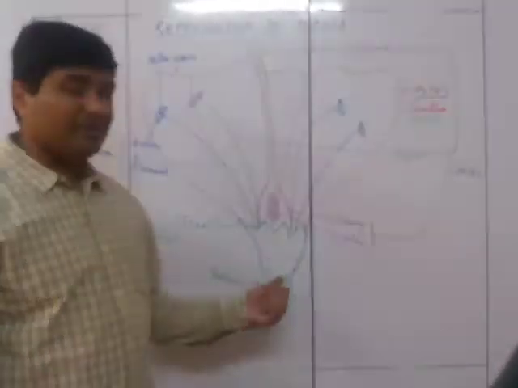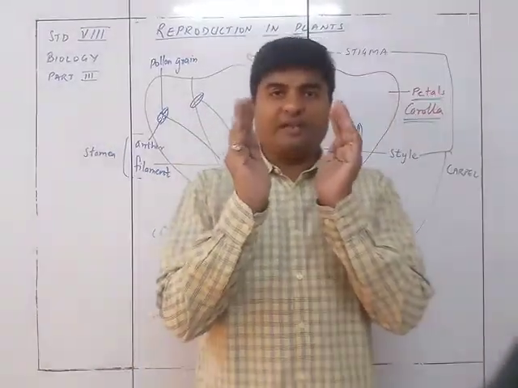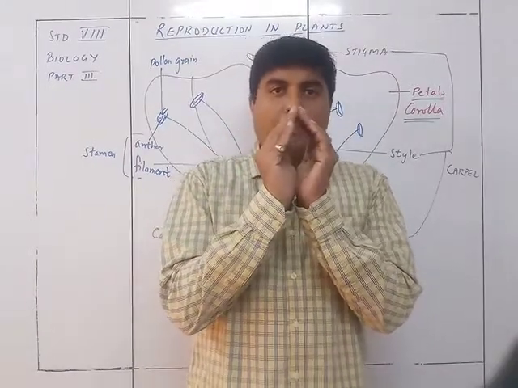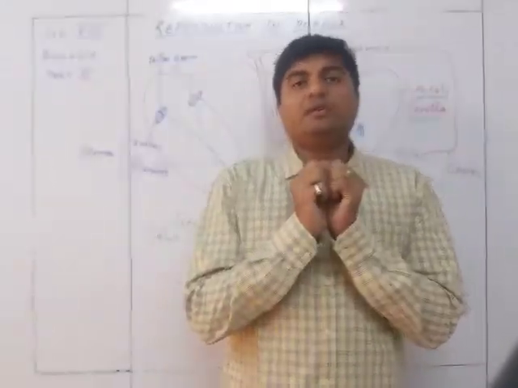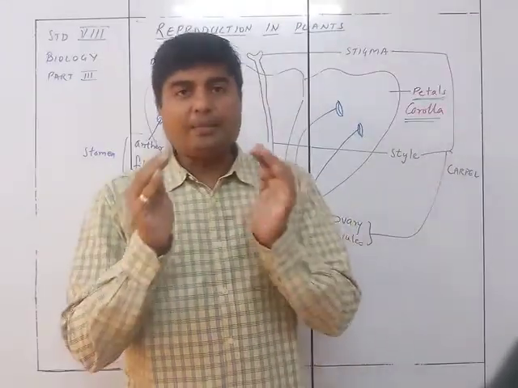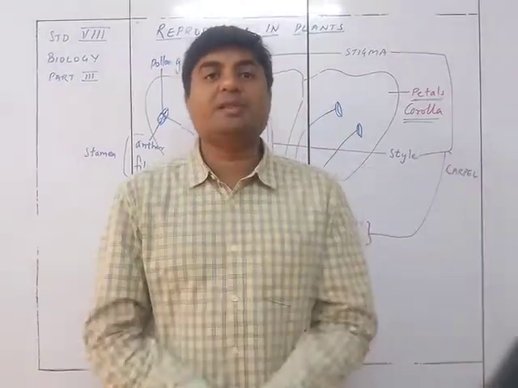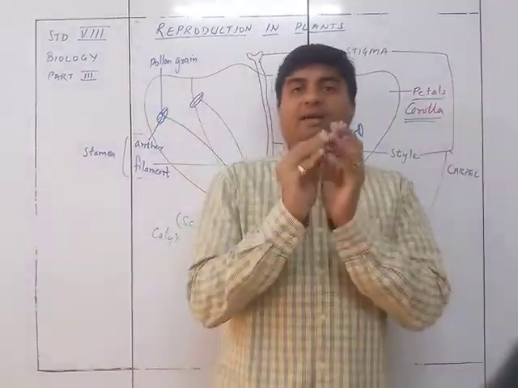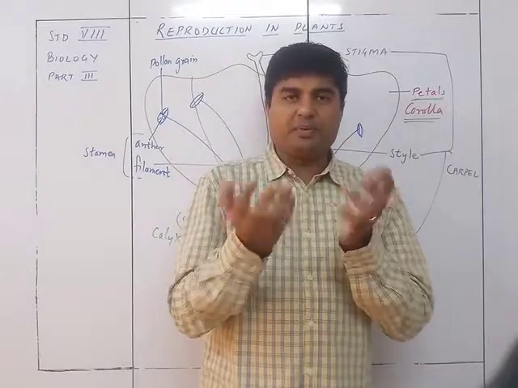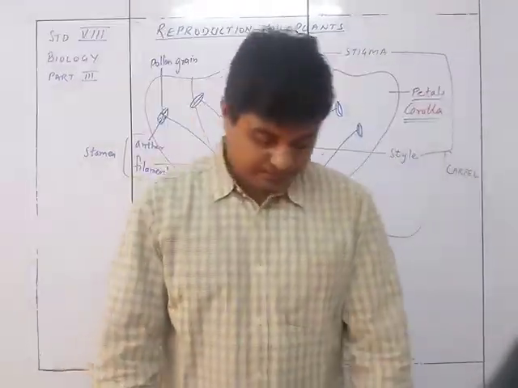So the sepals are originally those green leaf-like structures which were forming the bud. Before the flower just came out, it was enclosed in a bud. That particular enclosure of the green colored leaf-like structures is nothing but the sepals. There will be 4 or 5 sepals, and collectively these sepals are called as the calyx.